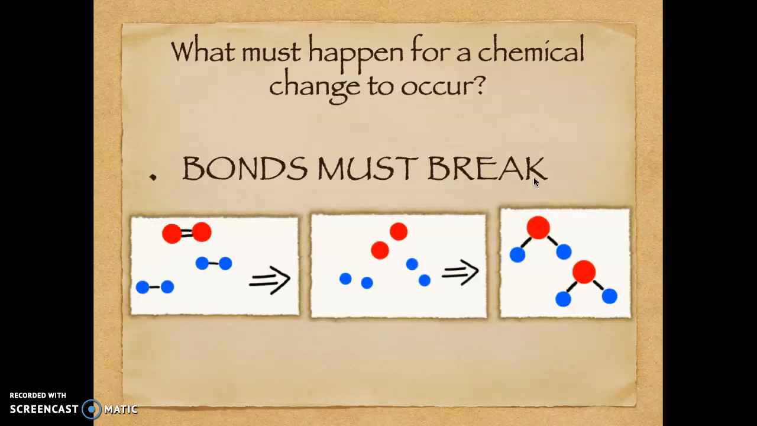Again, we've talked about this already, but in order for there to be a chemical change, the bonds between the original molecules that have started the chemical reaction have to break apart to allow them to reform into something brand new.